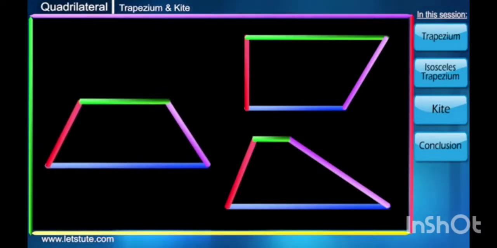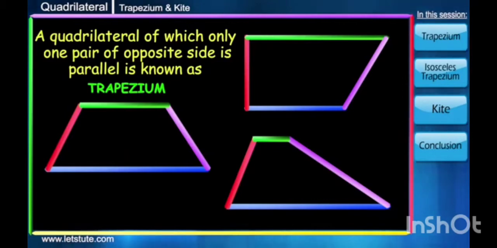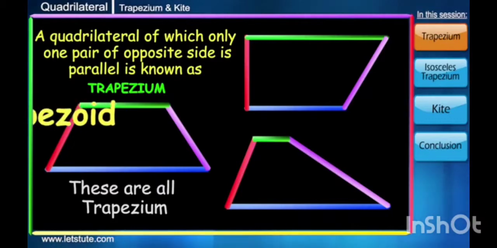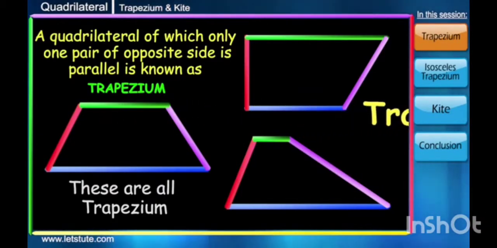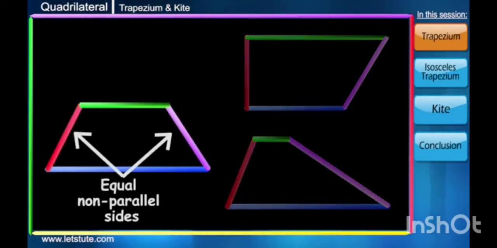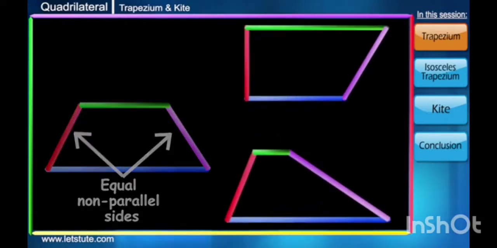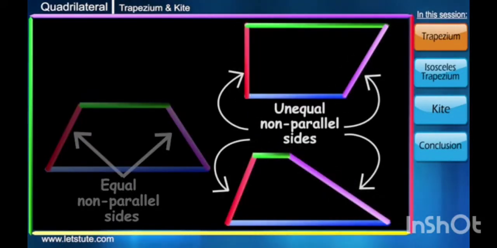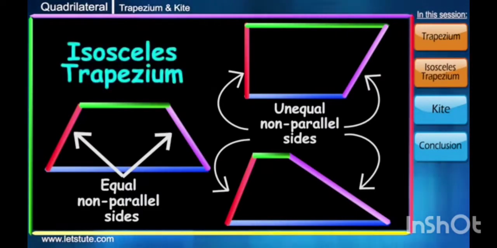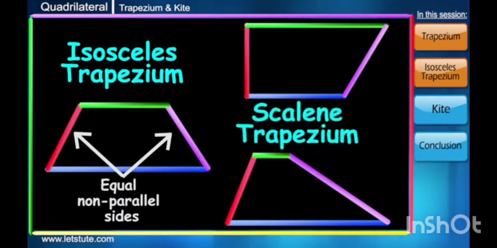In geometry, a quadrilateral whose only one pair of opposite sides is parallel is known as a trapezium. Some call it a trapezoid as well. These non-parallel sides may be equal, like in our first diagram, or may not be equal, like in the other two diagrams. Basically, there are only two types of trapezium. When these sides are equal, we call it an isosceles trapezium. When they are not, it is simply called a trapezium, or we can say a scalene trapezium.